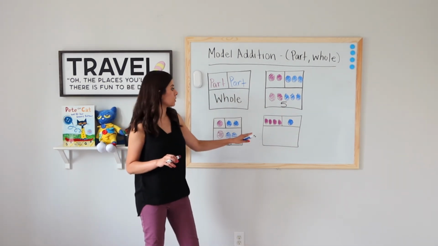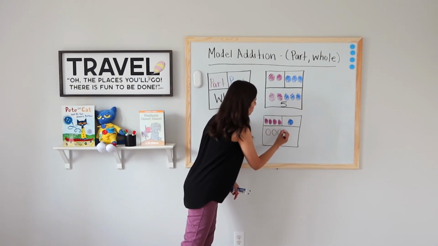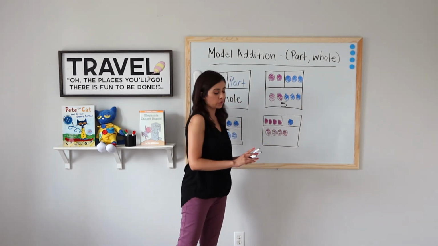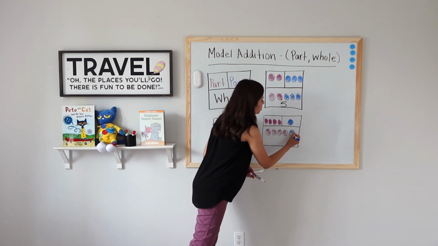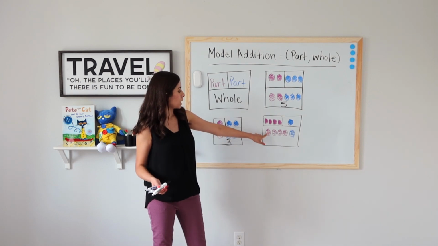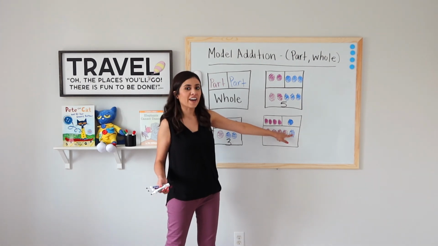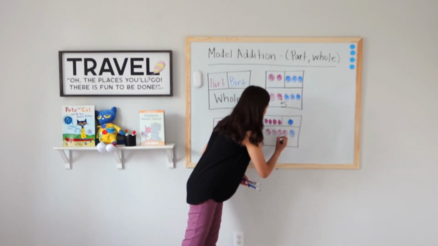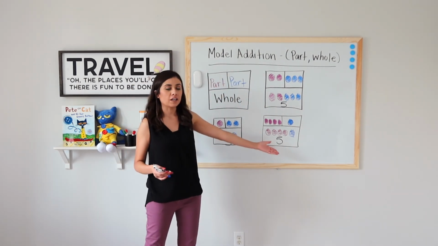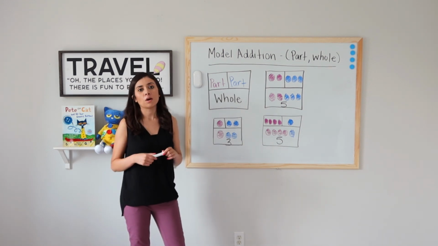Okay, so now let's do our last one. I have 4 purple, so I'm going to draw 4 purple circles, and I have 1 blue. So I'm going to draw that blue circle, and now I'm going to count them all. Ready? 1, 2, 3, 4, 5. Good job. So I have a total of 5. 5 is my whole. So that concludes our lesson for model addition using part-whole charts.